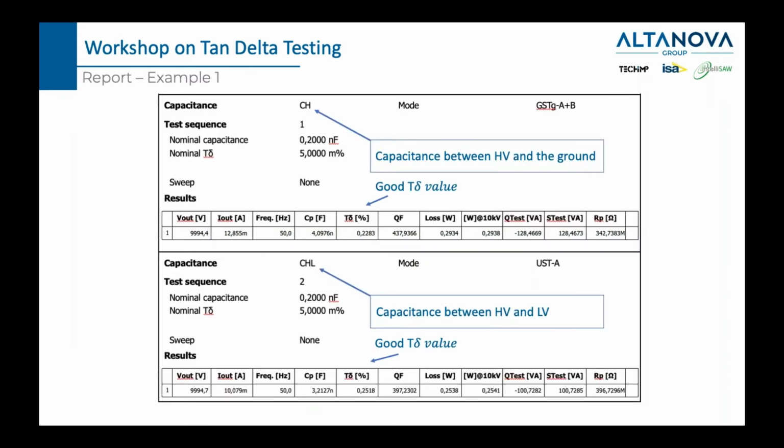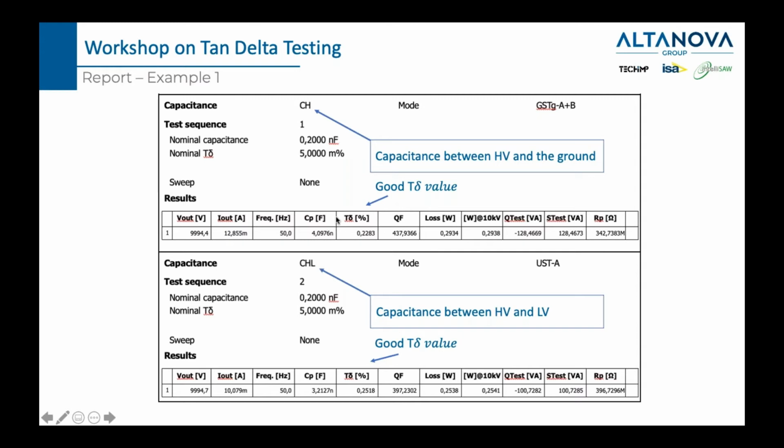Example number one is the measurement of tan delta on a transformer in Kazan, Russia. We measured 3 parameters in this iteration because it had primary, secondary, and tertiary winding. So the primary, CH, the first value we measured, was the capacitance between the high voltage winding and the ground, and we had a tan delta of 0.2283.